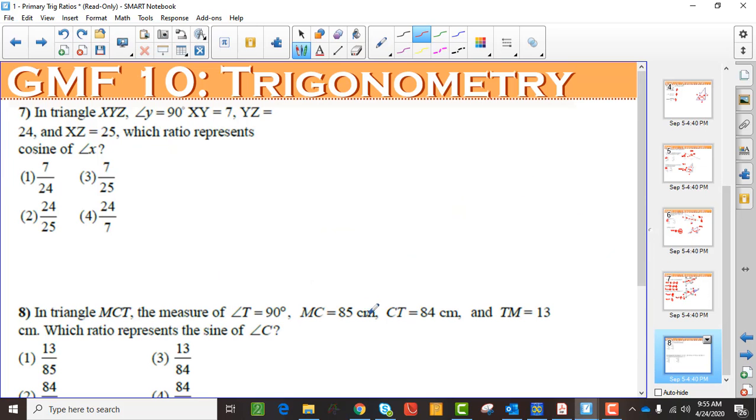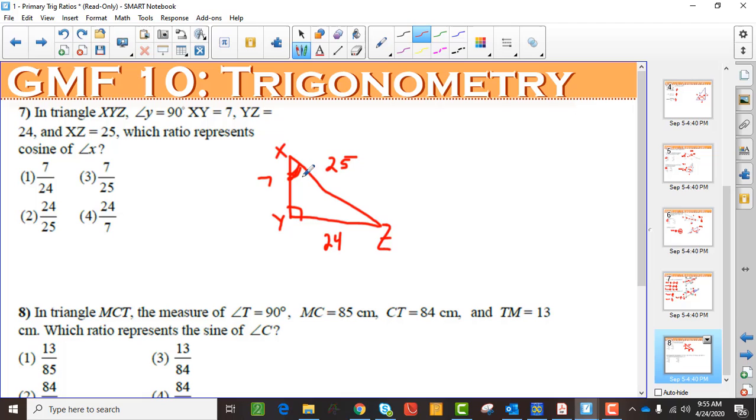All right. Now this question doesn't actually give us the triangle. It just says in triangle this. So we're going to draw a triangle. Okay. We're going to put a right angle in it. It says the right angle is angle Y. So here's Y. So we'll go X, Y, and then we'll put Z here. It tells us that XZ is 25. It tells us that XY is 7. And it tells us that YZ is 24. And it says, what's the cosine of X?